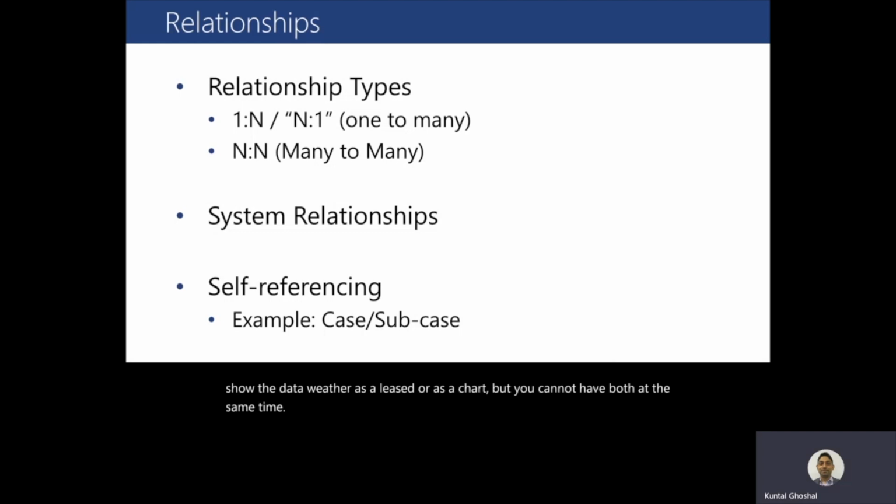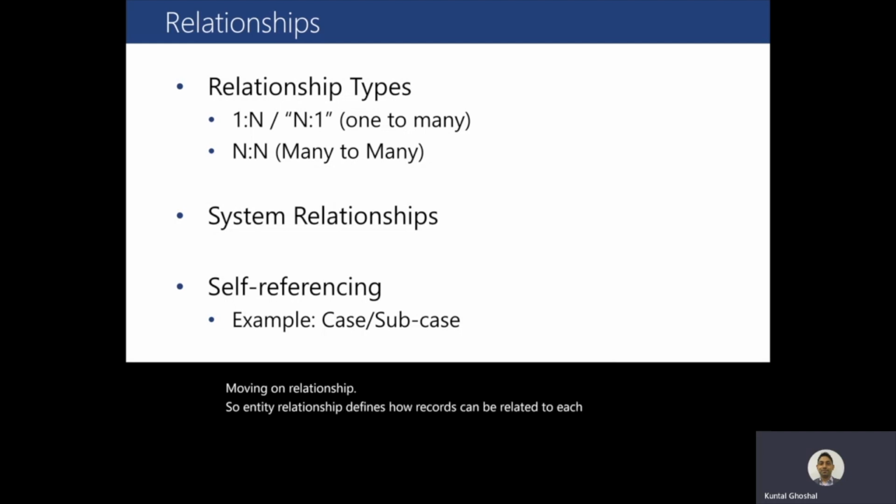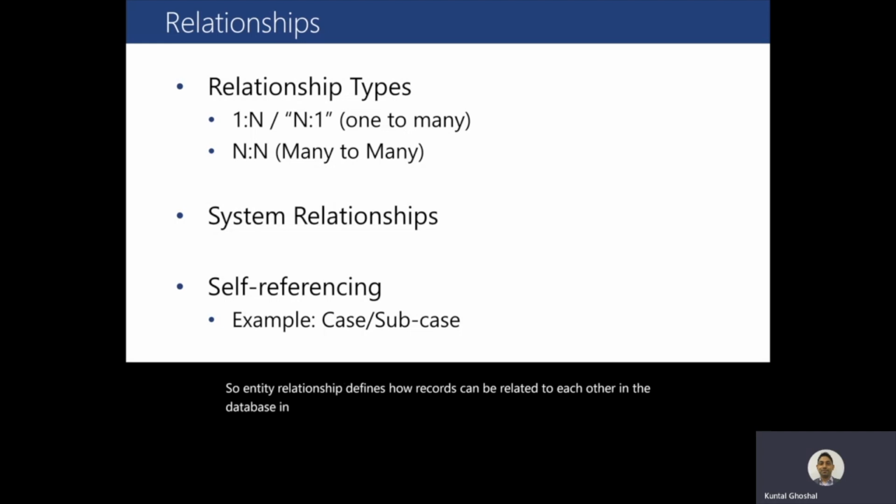Moving on, relationship. So entity relationship defines how records can be related to each other in the database. At the simplest level, adding a lookup field to an entity creates a new one-to-many relationship between these two entities and lets you put a lookup field on the form. With the particular lookup field, your users can associate multiple child records of that entity in a single parent-child kind of scenario.